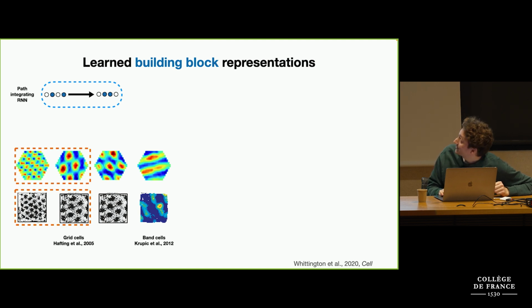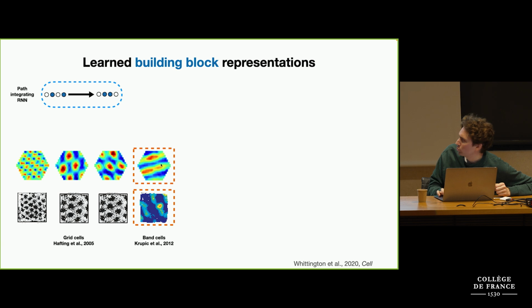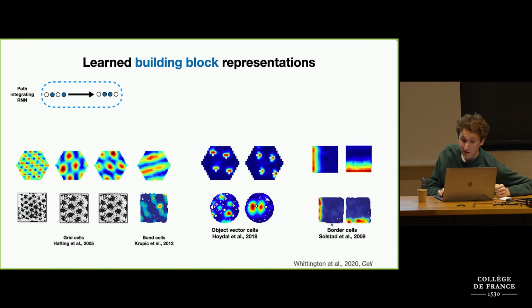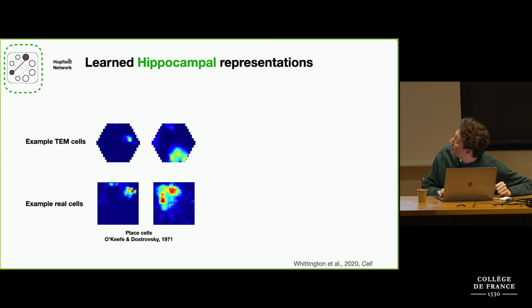Okay, so it learns cells at different spatial frequencies, so that's also seen in grid cells. At different phases, that's also seen in grid cells, and it also learns these things called band cells, which are also found in entorhinal cortex as well. And if one is to put objects in the environment, it also learns these object vector cells, just like the brain does, and border cells, just like the brain does as well. And that's in this RNN part of this machine, the recurrent neural network part. But what about in the memory system?